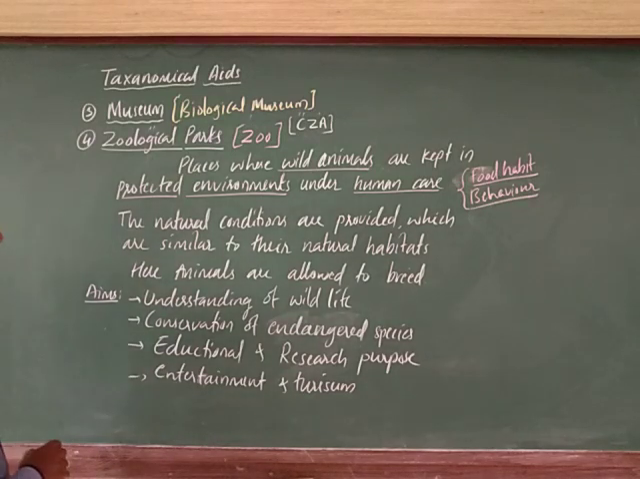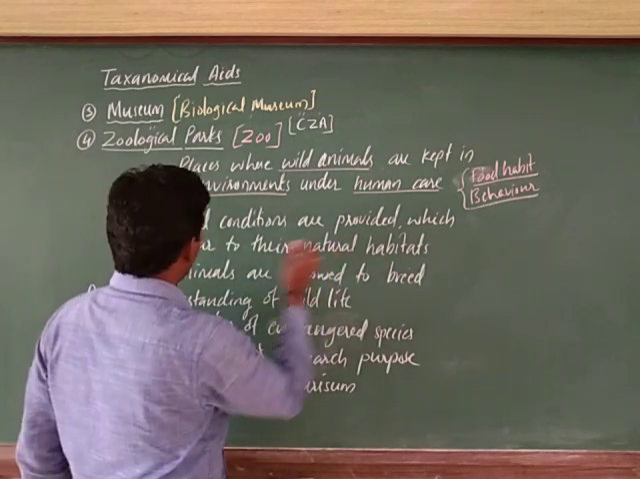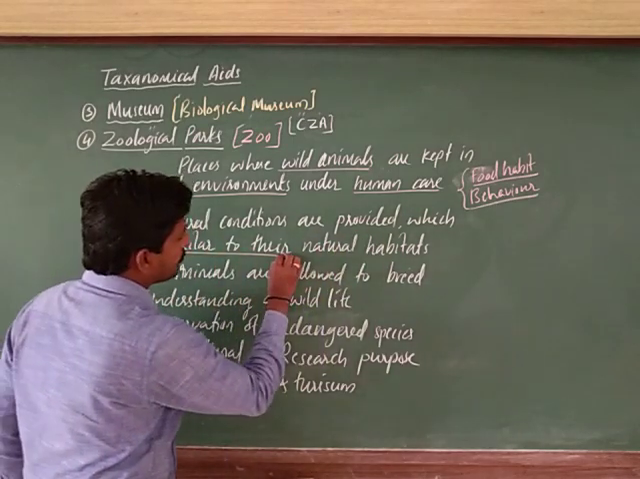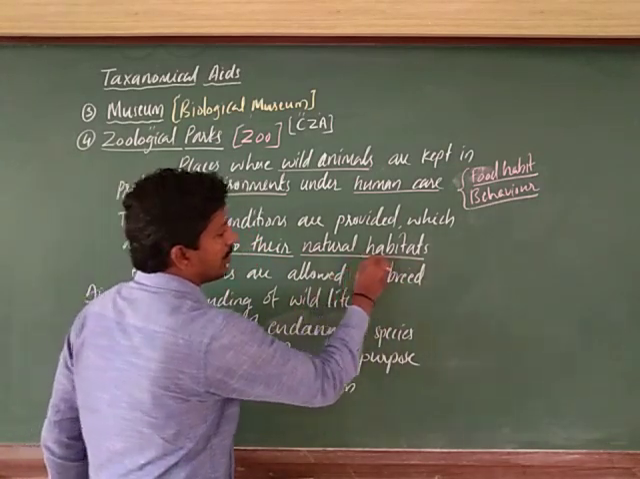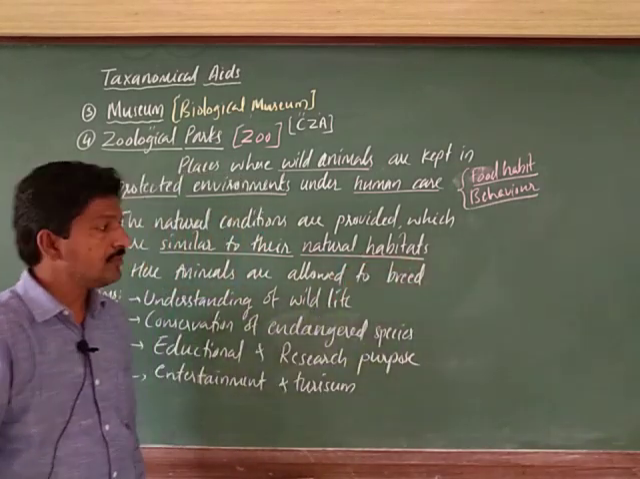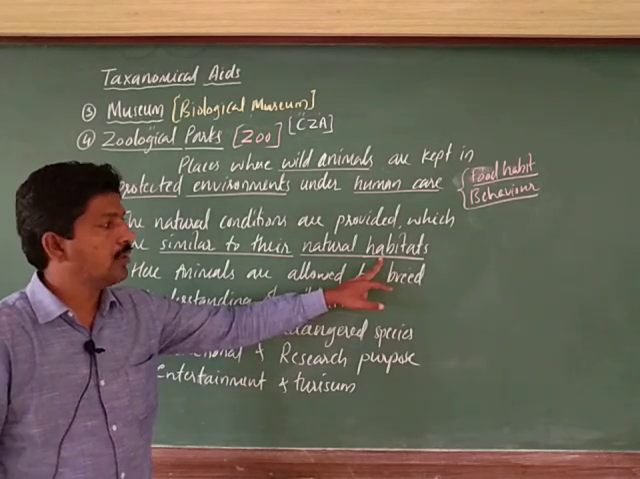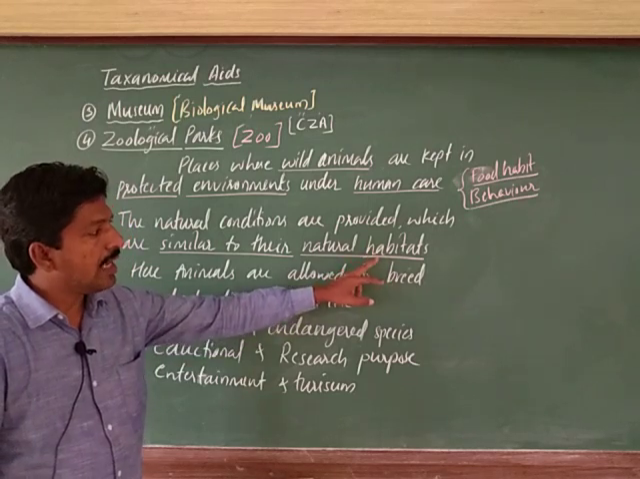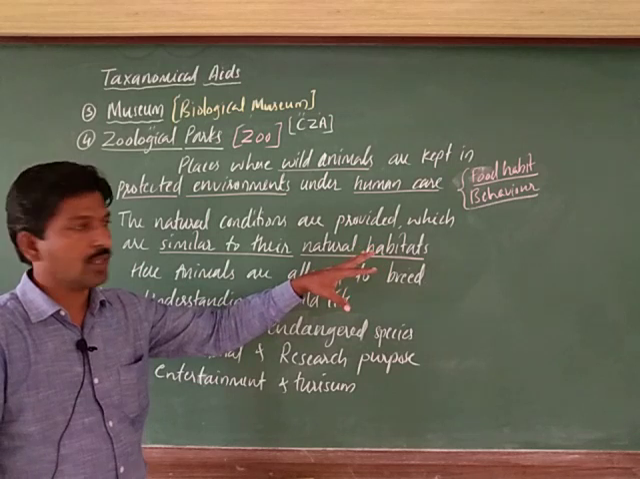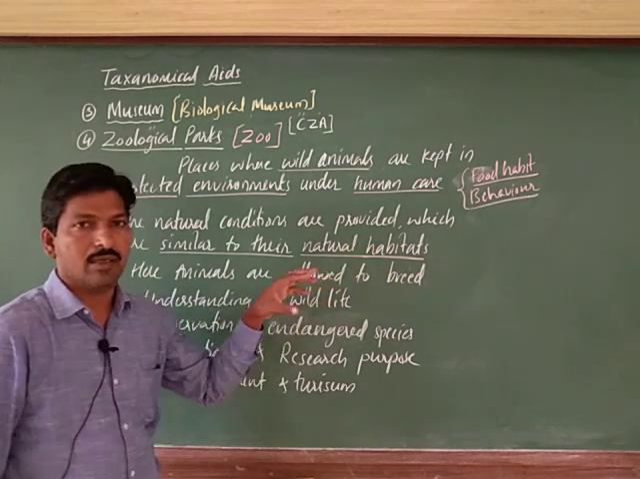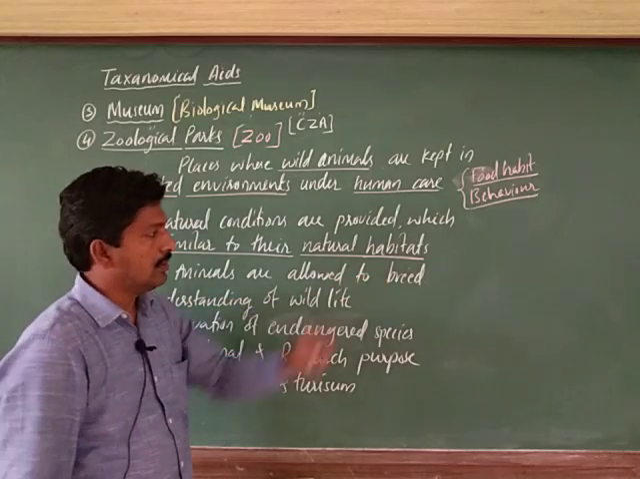Next, the natural conditions are provided here which are similar to their natural habitat. See, natural habitat means, for example, wild animals are found in forests. Habitat means the original place where it was. Avasasthana in Kannada we call habitat.